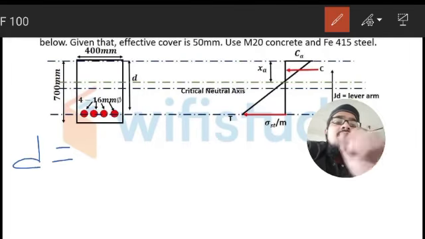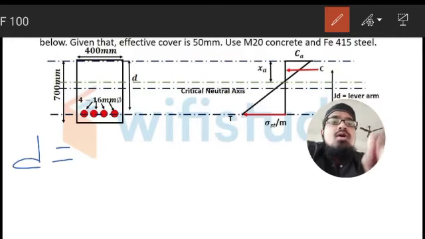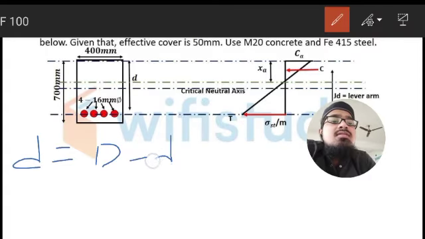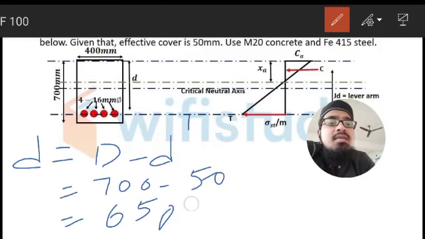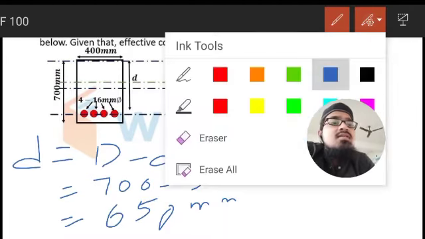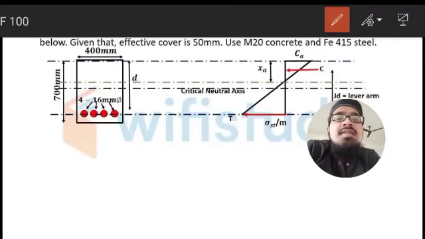In each and every step we could find the necessity of this term, that is effective depth, D. So how can we find the effective depth? We should deduct the effective cover from the total depth, overall depth. D dash is given, D is given, D is here 700. D dash here is 50. That will be resulting as 650 mm. So effective depth is 650 mm.